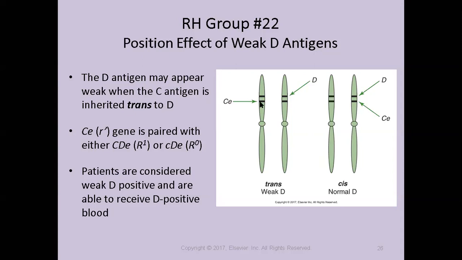So here we see a big C on the chromosome from one parent, which is trans to the big D they got from another parent. This could lead to weaker expression of D antigen because they're inherited from separate chromosomes. Big C little e, which is the R prime gene, is paired with either big C big D little e, R1, or little c big D little e, R0. Just remember, these patients are considered weak D positive, and they're able to receive Rh positive blood and red cells.